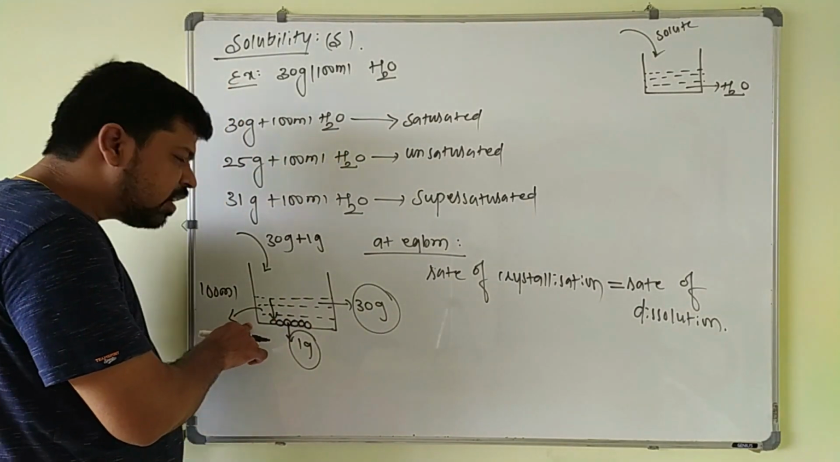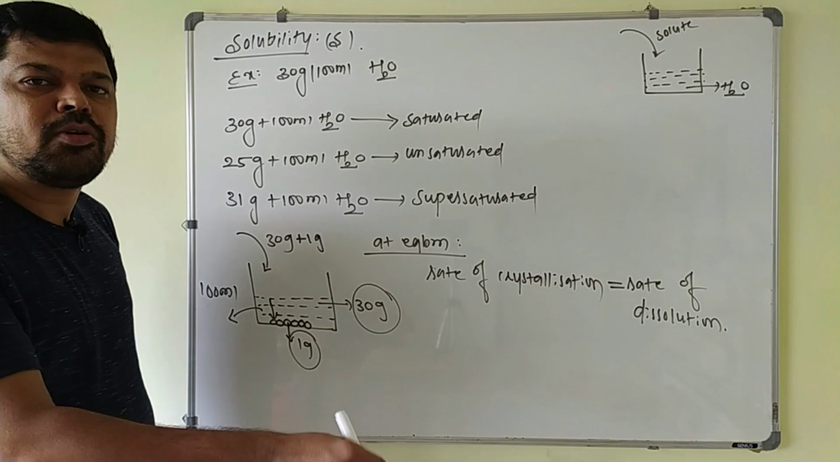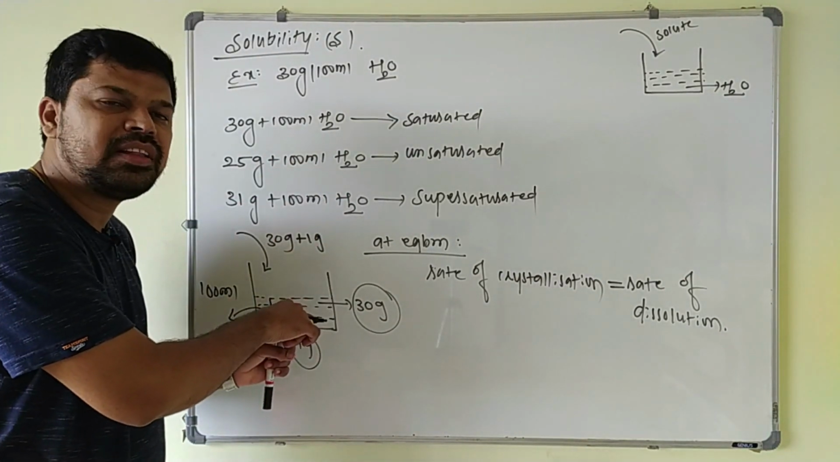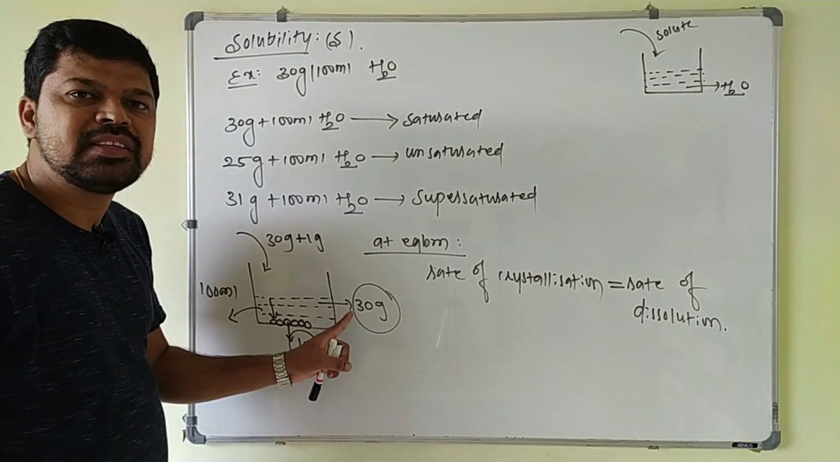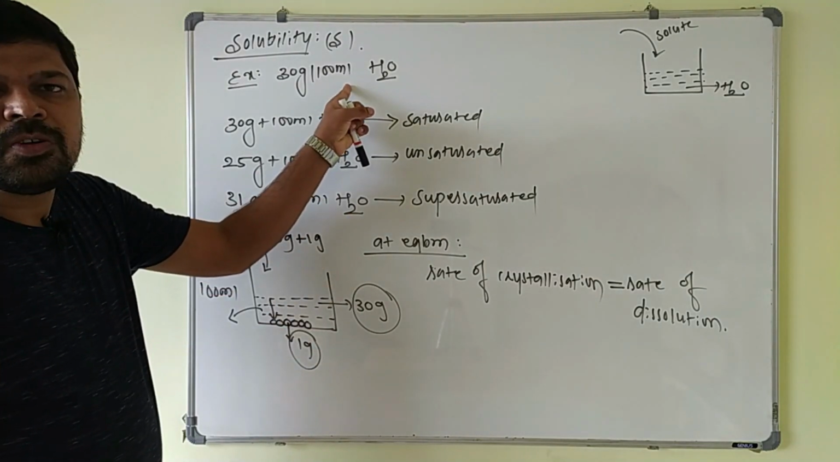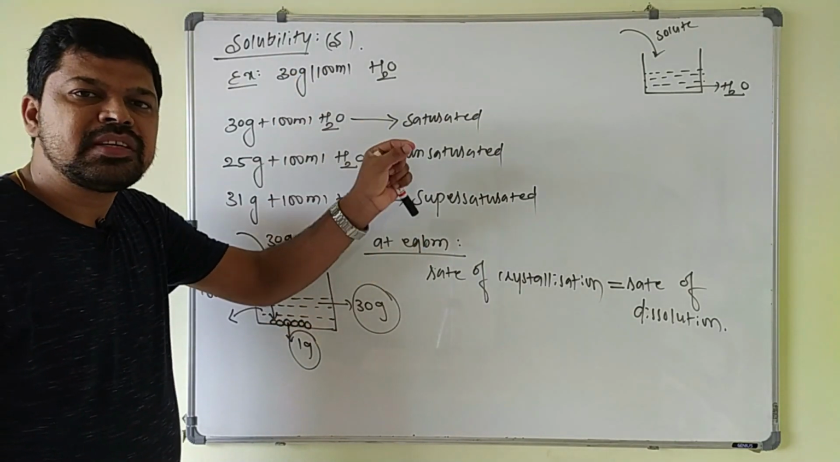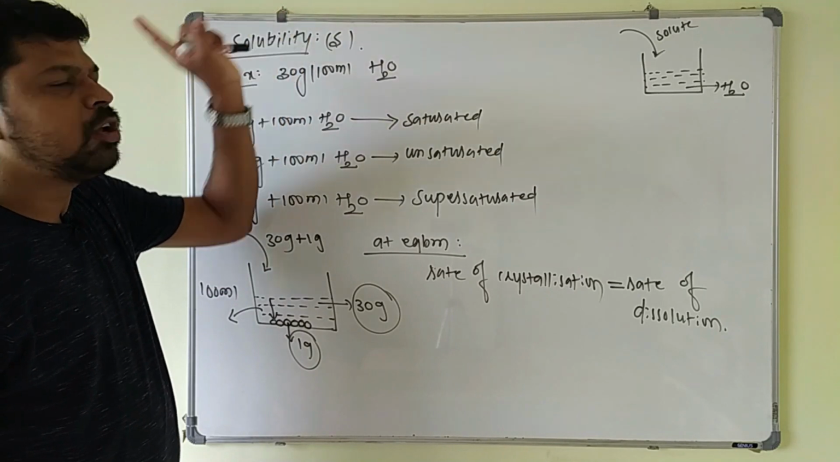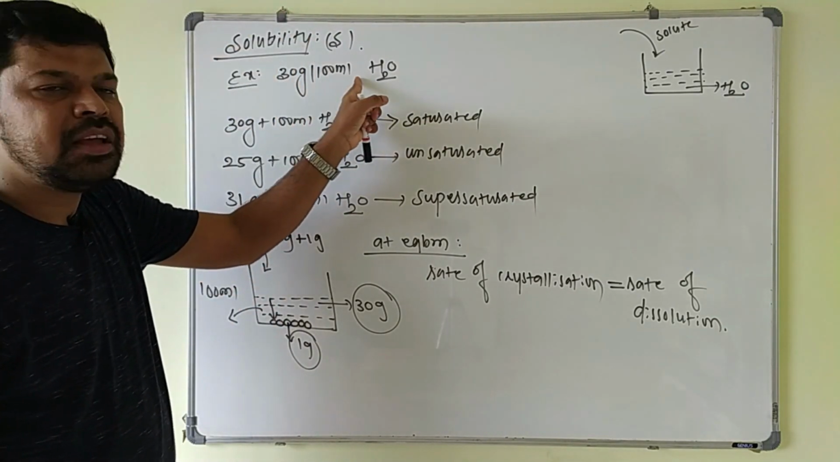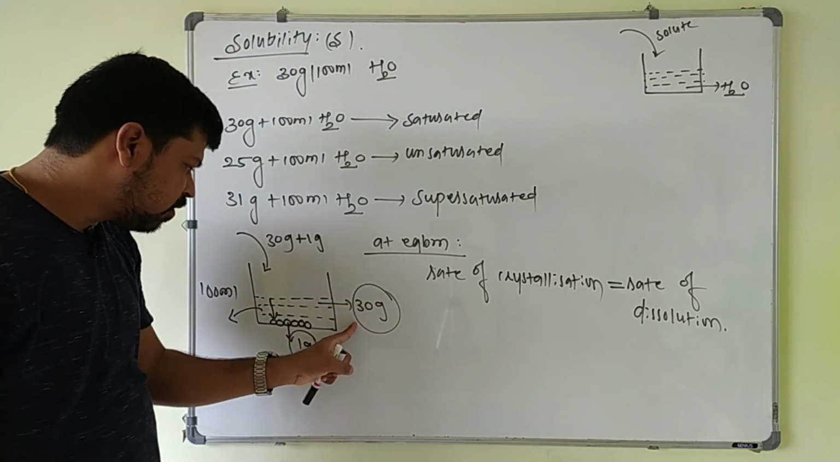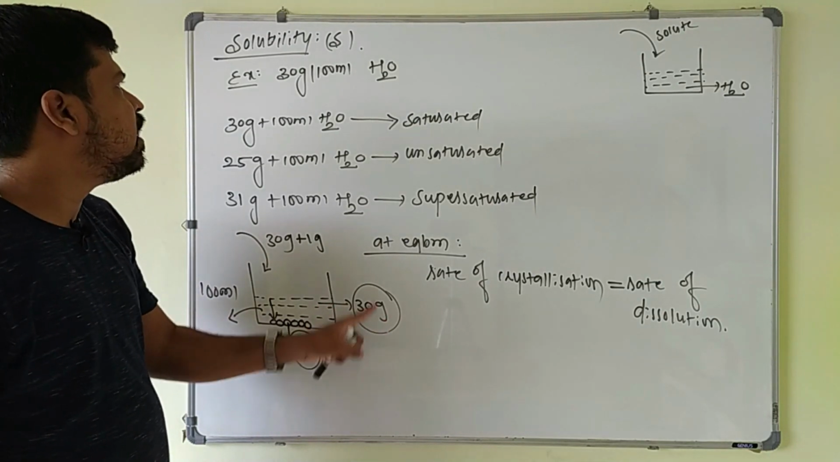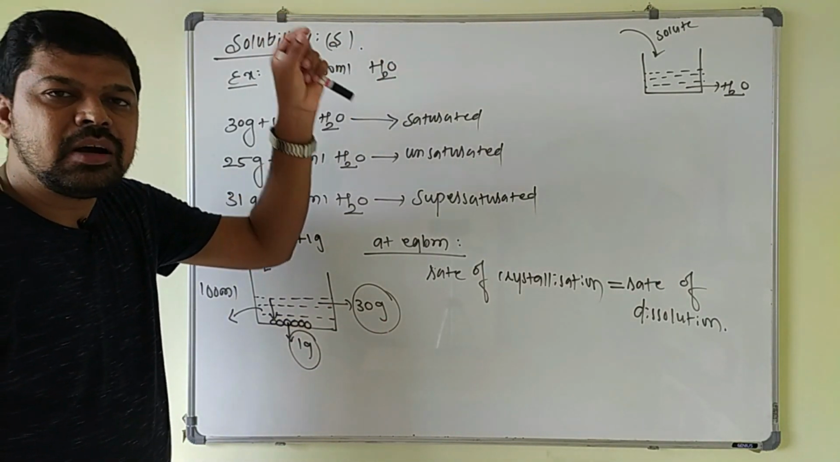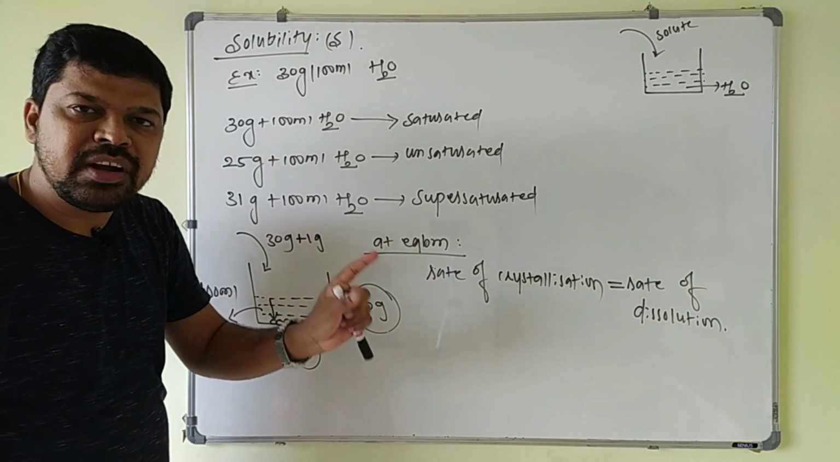This saturated solution contains the maximum amount of solute in the solution. That is, how much maximum amount is possible? That is 30 gram is present in the 100 gram. So the amount of solute present in the saturated solution is taken as the solubility, because maximum 30 gram can be present in the 100 ml. That saturated solution contains 30 gram here. That's why the solubility is nothing but the amount of the solute present in the saturated solution.